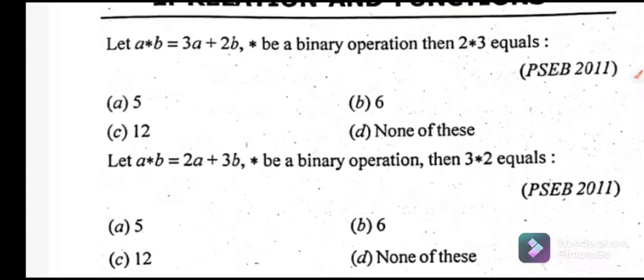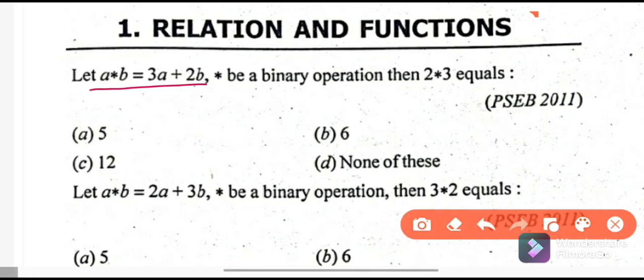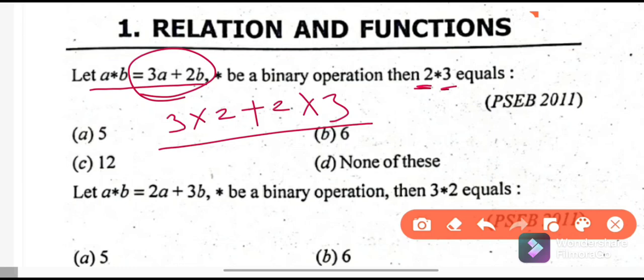Next question. From previous papers, let A star B is equal to 3A plus 2B be a binary operation, then 2 star 3 equals... Because A star B is equal to 3A plus 2B, now A is equal to 2 and B is equal to 3. Put the values in this expression. We get 3 multiplied by 2 plus 2 multiplied by 3, that is equal to 12. So the answer is option C.